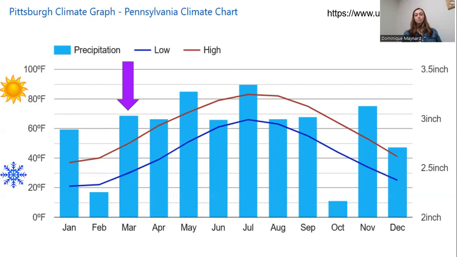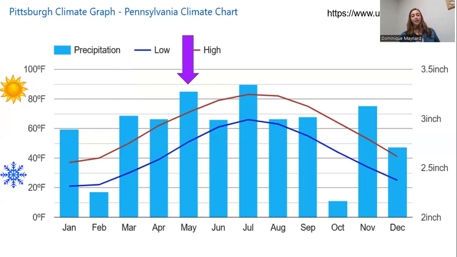Now, what do we notice about the temperature? Right, we can see a pretty steep incline. So it's going up quite a lot starting in March. That's when spring starts. Spring starts more towards the end of March. So weather's starting to get warmer, sun's coming out, but that also means rain.